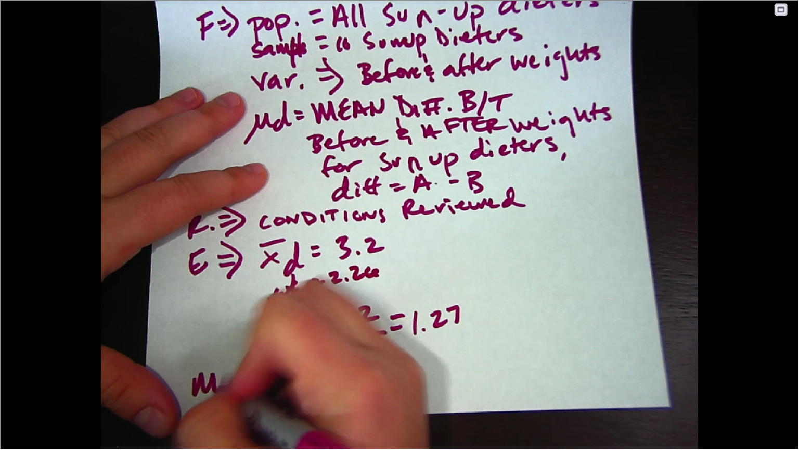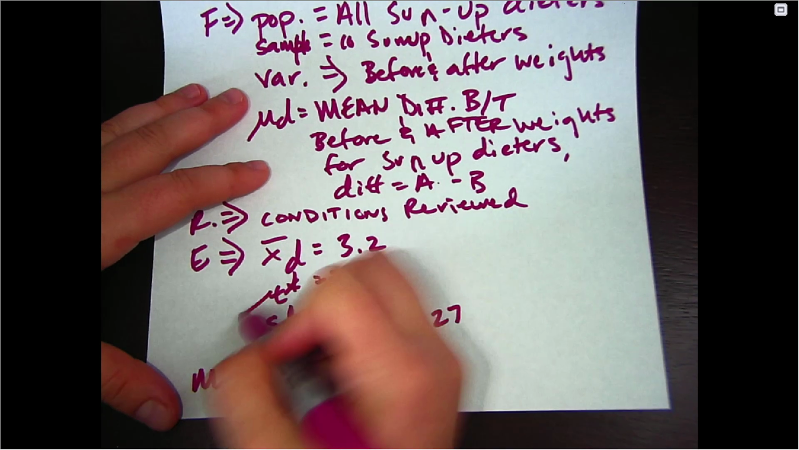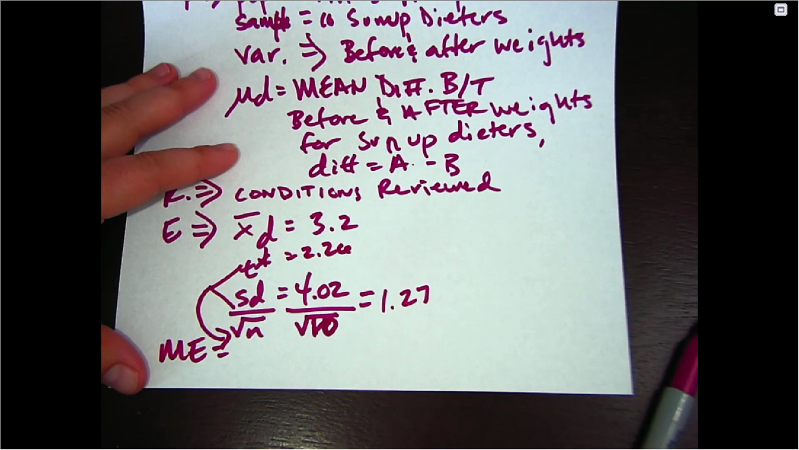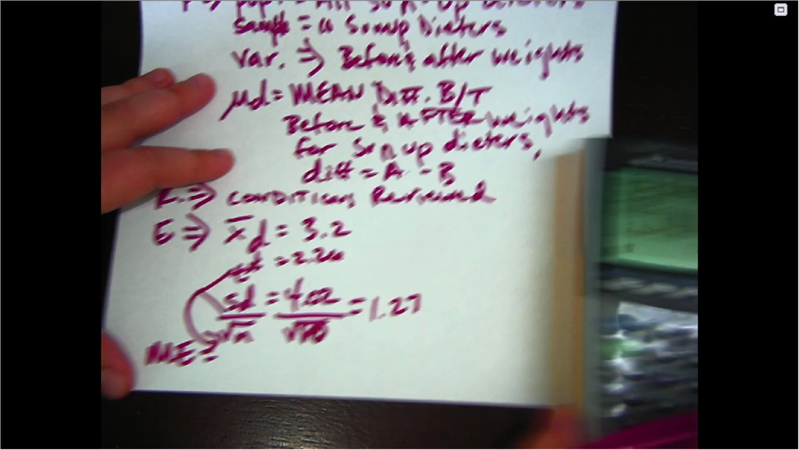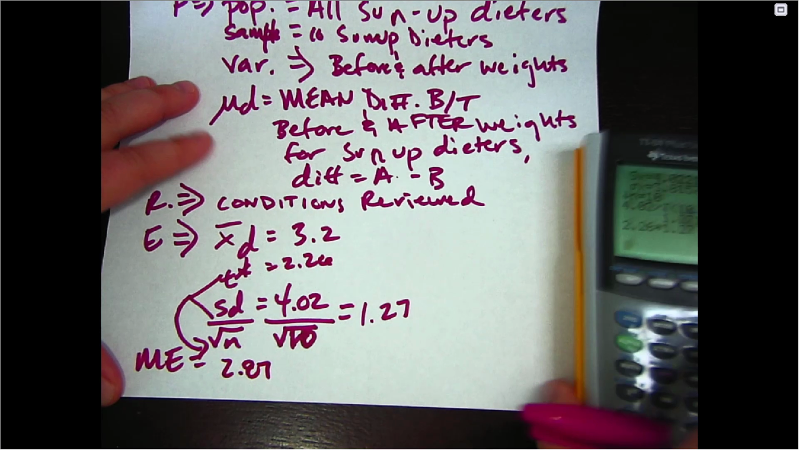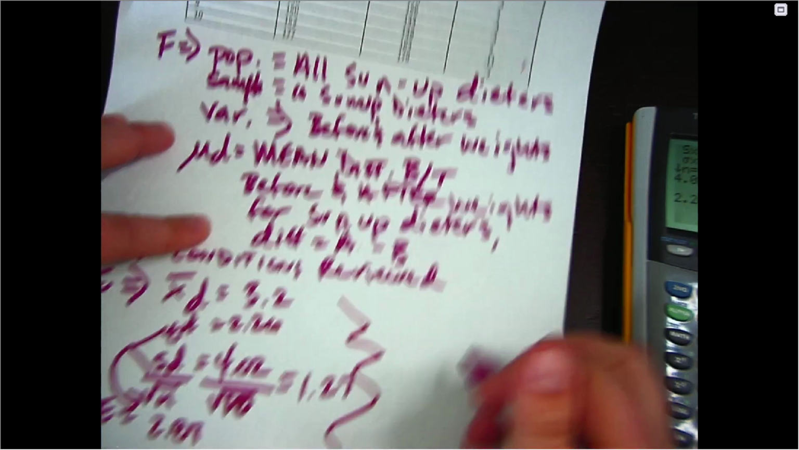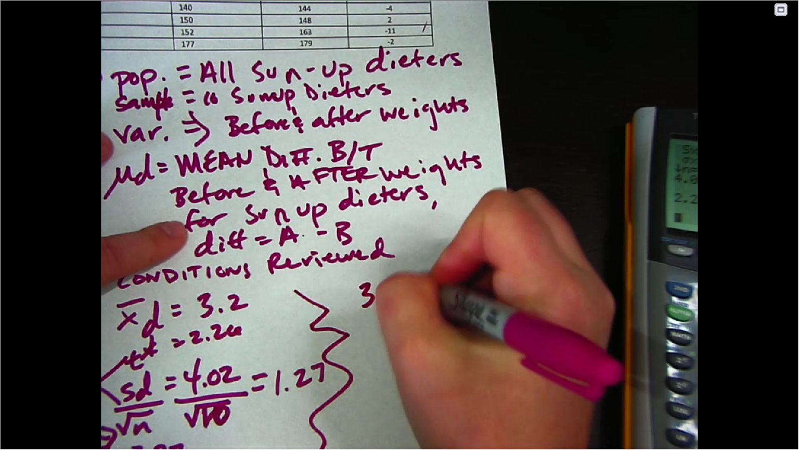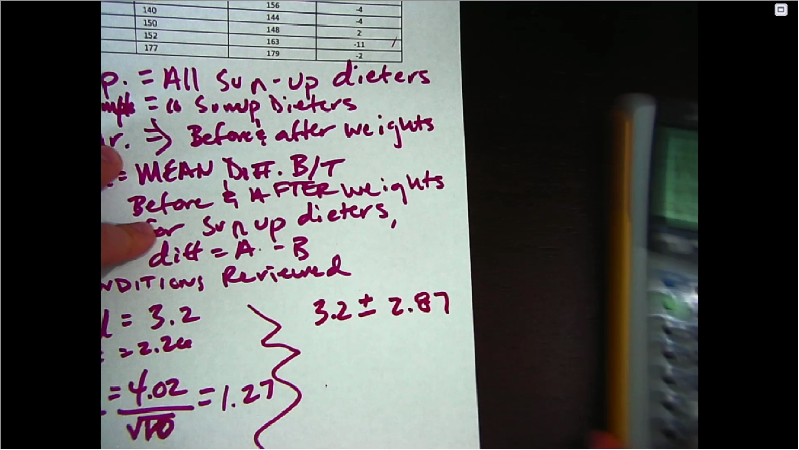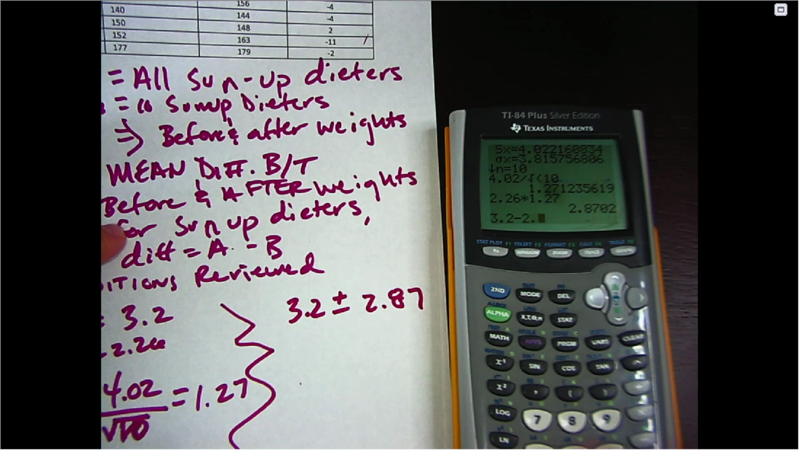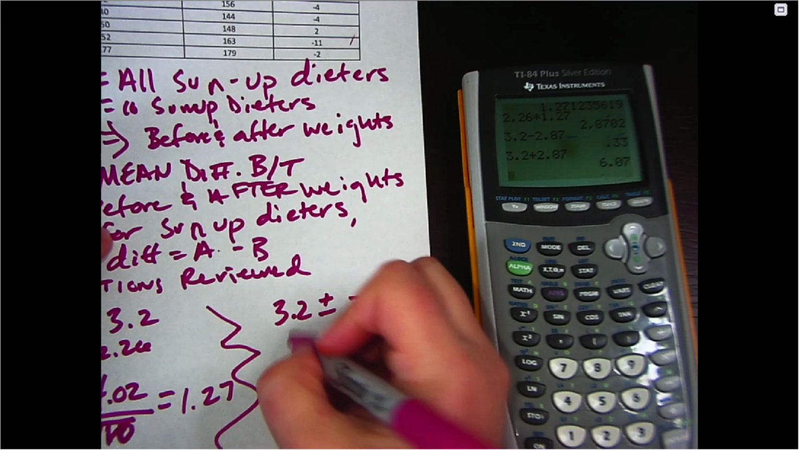So now to get my margin of error, remember that's the t star times standard error. So we'll have 2.26 times 1.27, and that gives me a margin of error equal to 2.87. Then to get my confidence interval, all I have to do is add and subtract the margin of error to my x bar sub d. So I have 3.2 minus 2.87 and 3.2 plus 2.87.